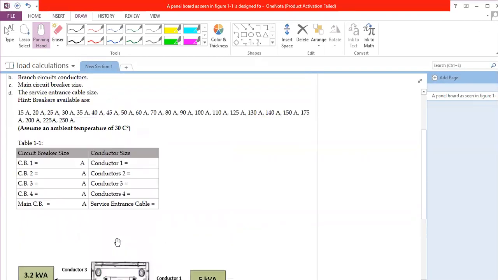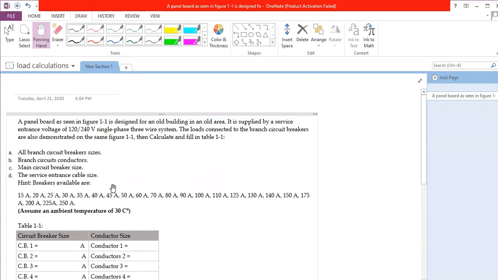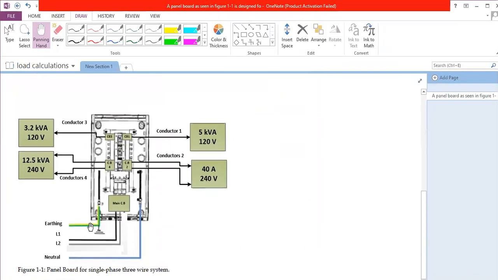Okay, so let's read what is written in this question. It states that a panel board, as seen in figure 1.1, is designed for an old building in an old area. So we have an old building in an old area, so I am expecting that I will get line number 1, line number 2. So the line to line voltage will be 240. It goes without saying, I have to conclude it. The phase to neutral voltage is 120 volts.